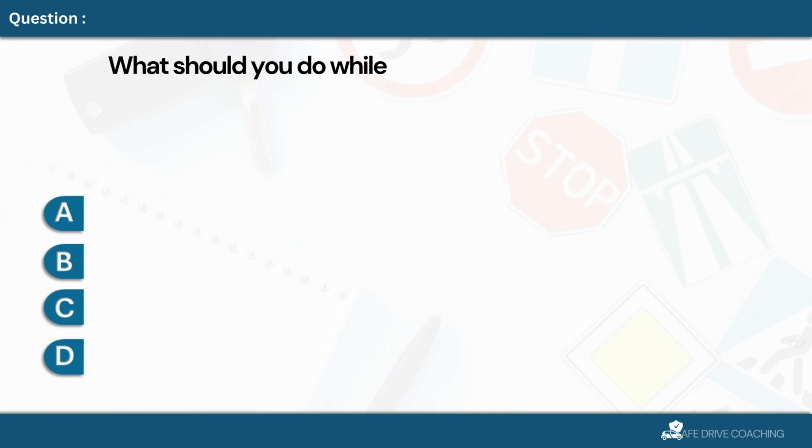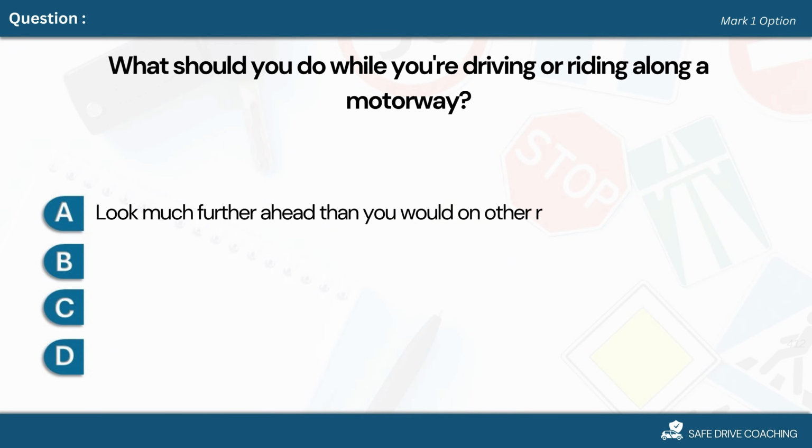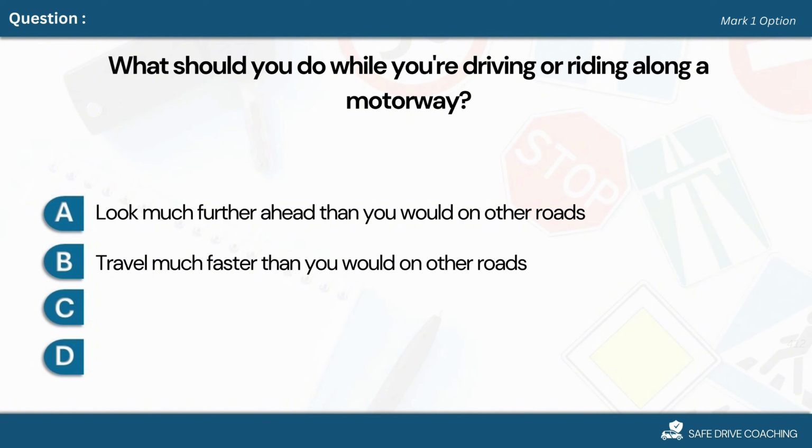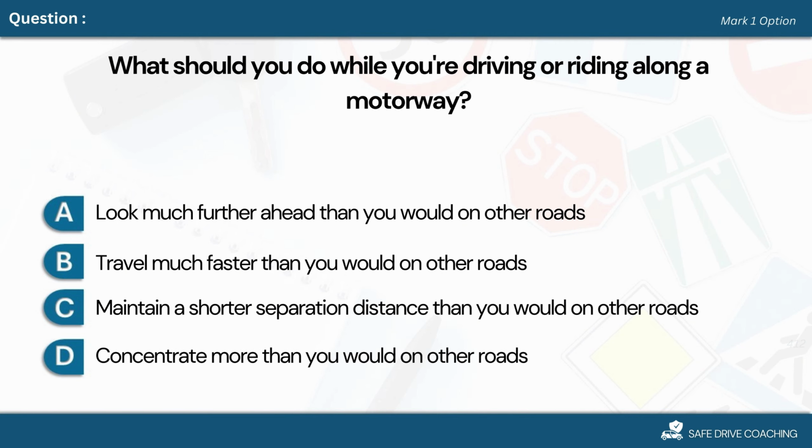What should you do while you're driving or riding along a motorway? A. Look much further ahead than you would on other roads. B. Travel much faster than you would on other roads. C. Maintain a shorter separation distance than you would on other roads. D. Concentrate more than you would on other roads.